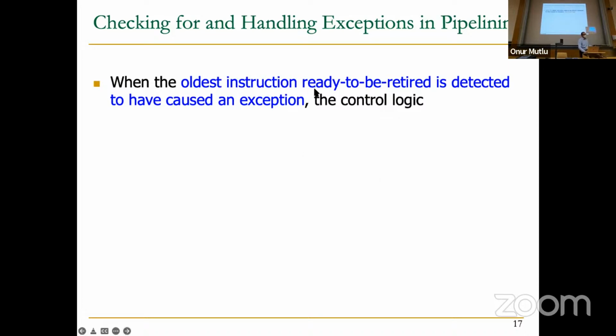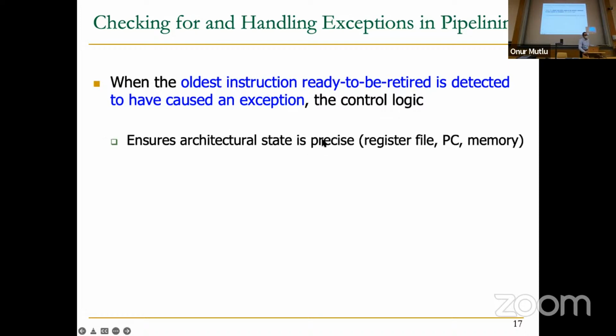So when the oldest instruction, ready to be retired, is detected to have caused an exception, the control logic checks for several things. The oldest instruction is the oldest instruction in the machine at this point, basically. You don't do this for a later instruction. So first of all, you ensure that the architectural state is precise: register file, program counter, and memory. If you write to these in order, then no problem. You flush all younger instructions in the pipeline, very similar to the flush that we saw in pipelining. You flush everything else in the pipeline except for this instruction.